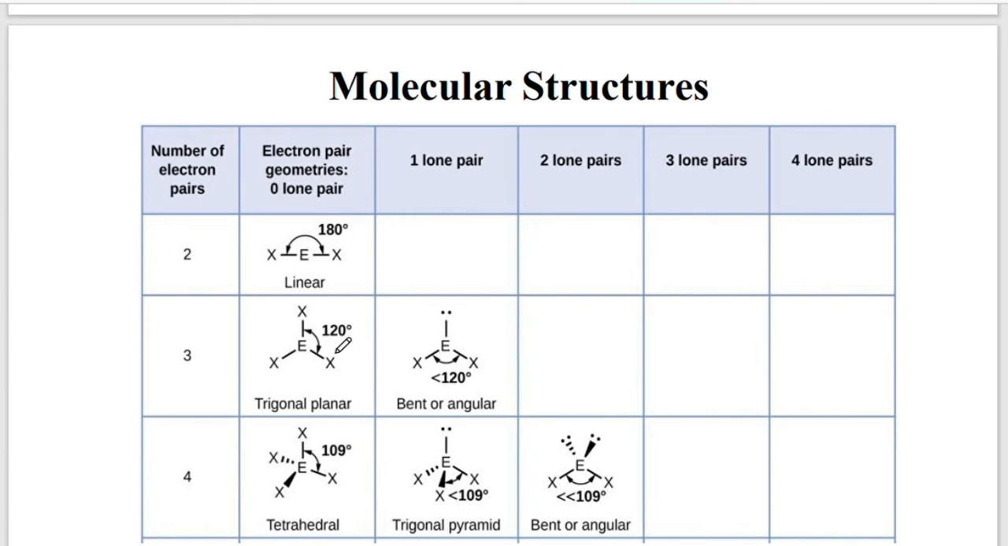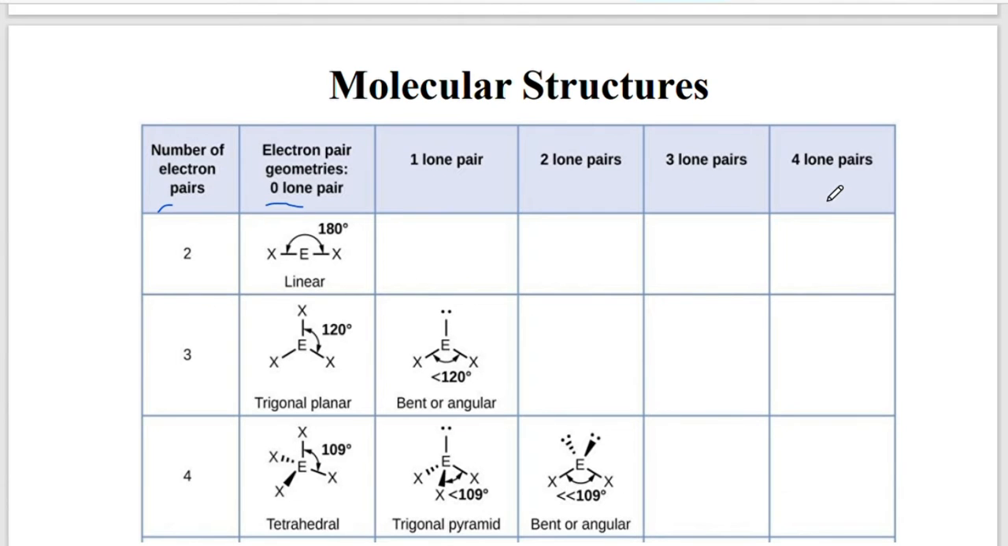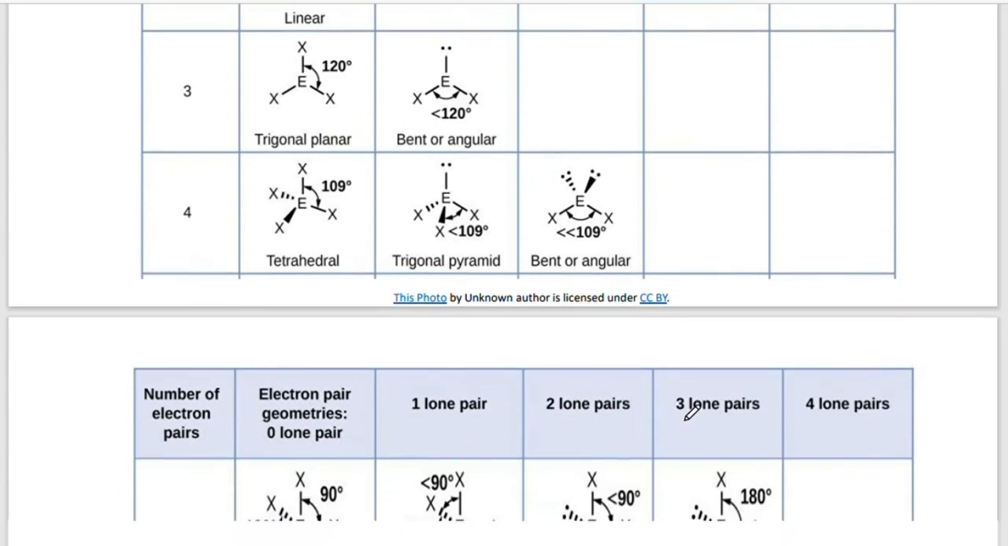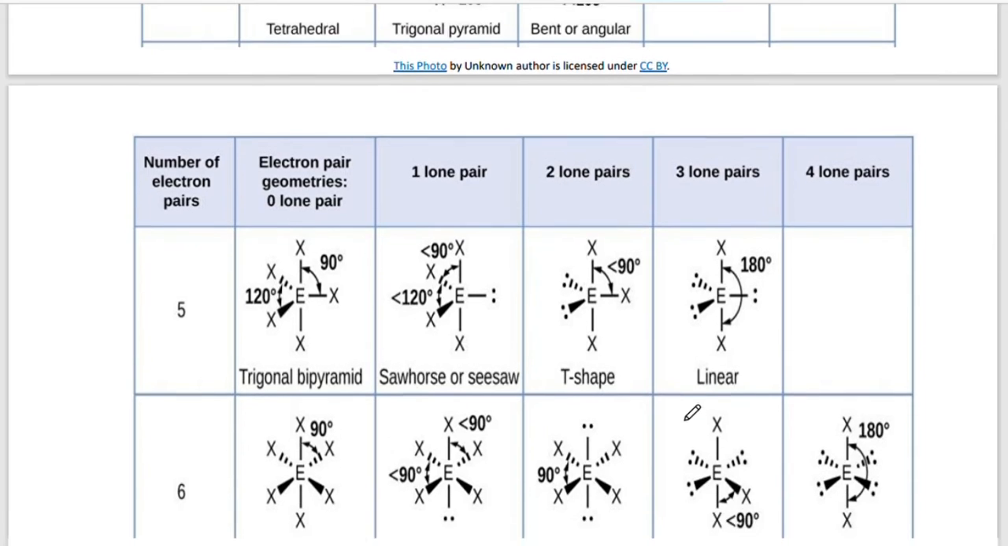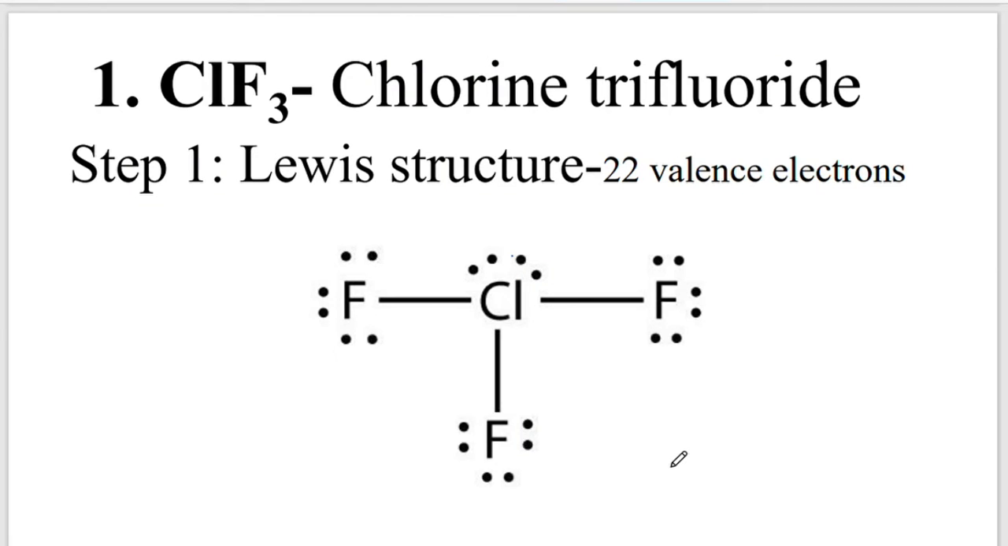So this is a table of molecular structures. We have here the number of electron pairs, and the electron pair geometry, and the molecular structure is also specified in this table. So let's head into our first example. We have chlorine trifluoride. It has 22 valence electrons and its Lewis structure is this. We can see that it has 3 bonds and 2 lone pairs.